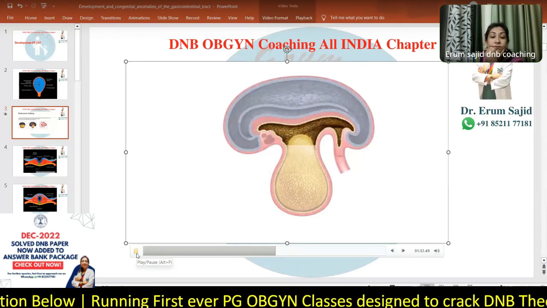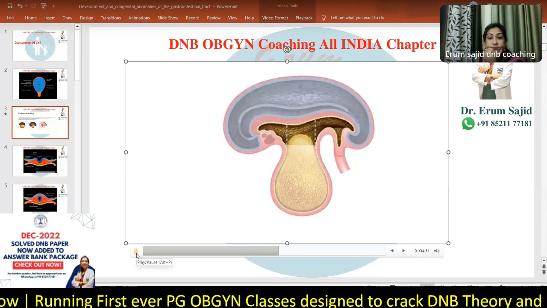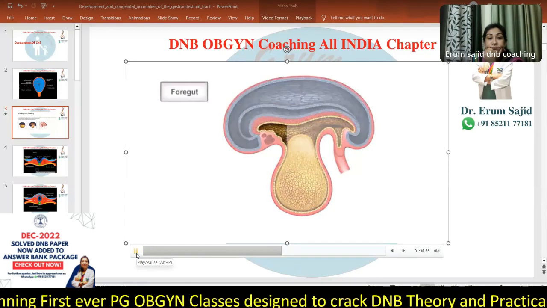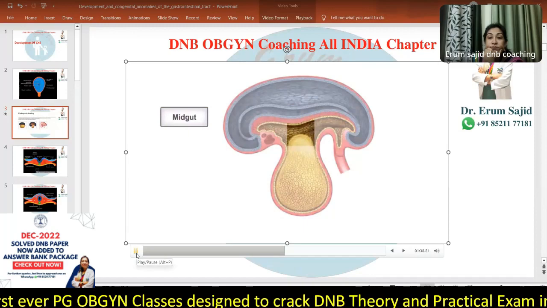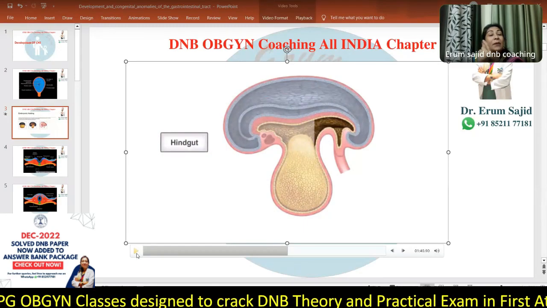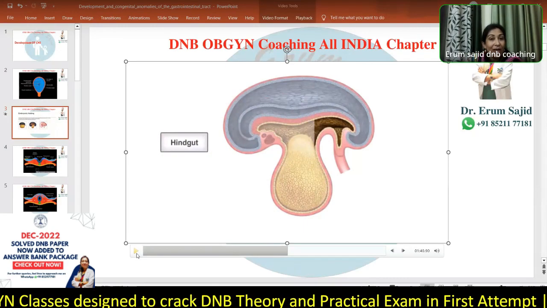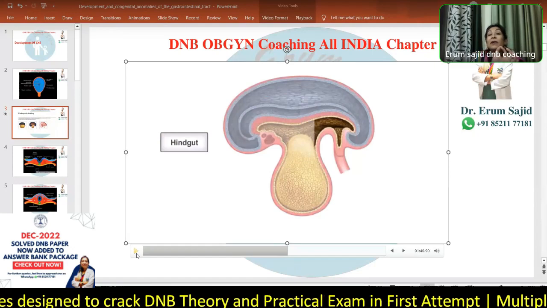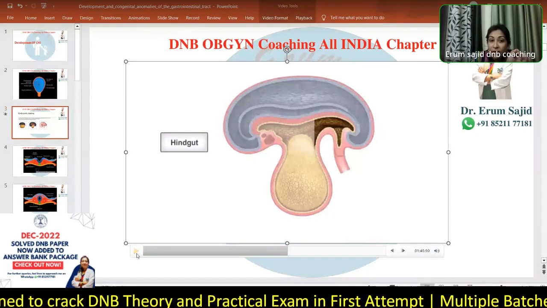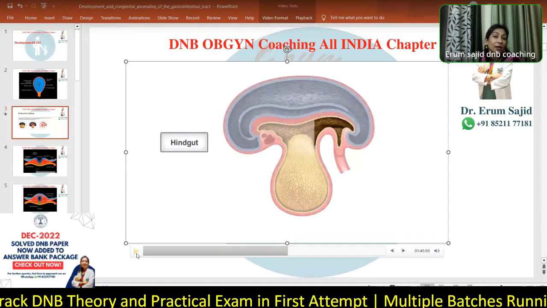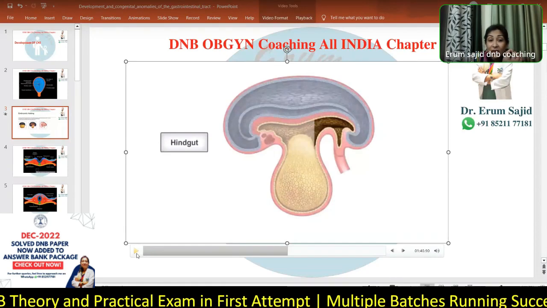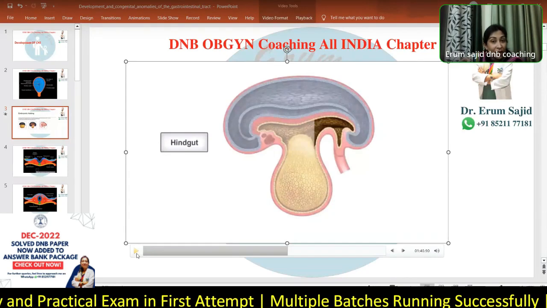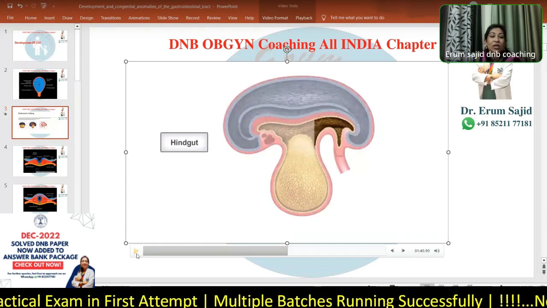The primitive gut tube differentiates into three main parts: the foregut, midgut, and hindgut. I'll be taking all of these separately because right now you just know that the primitive gut tube is going to form the foregut, the midgut, and the hindgut. What all structures are there in the foregut, midgut, and hindgut, I'm going to be discussing when we talk about the GI tract.